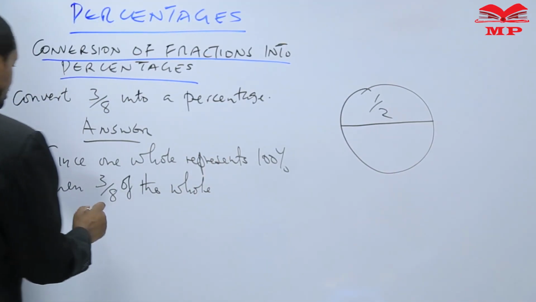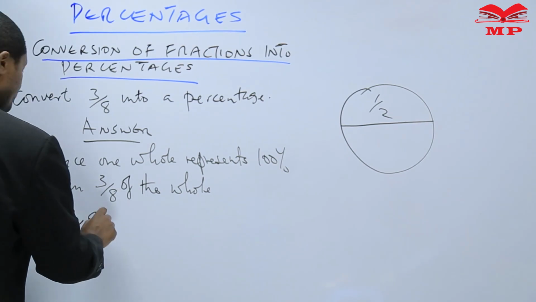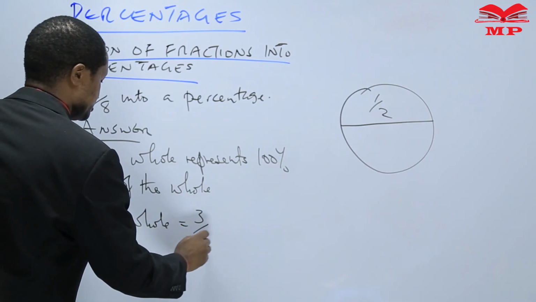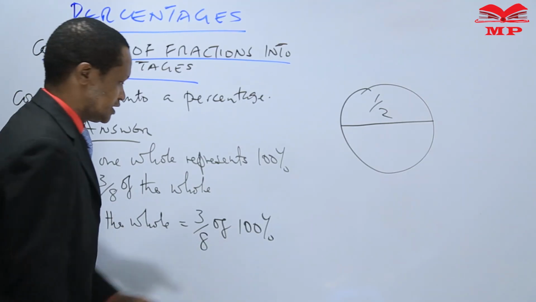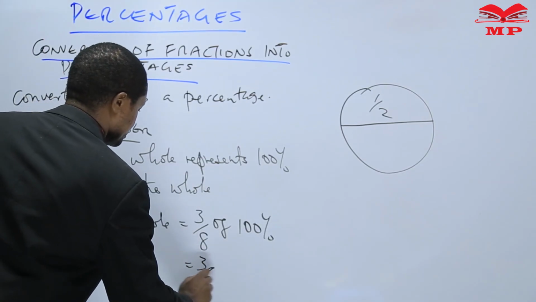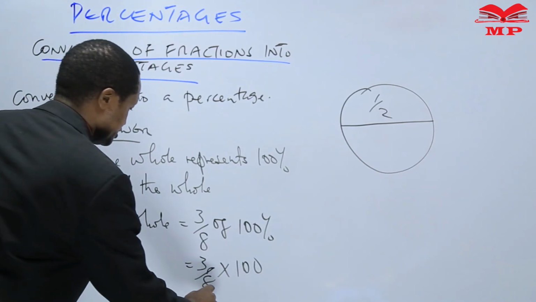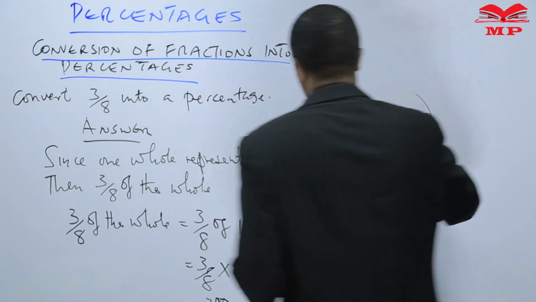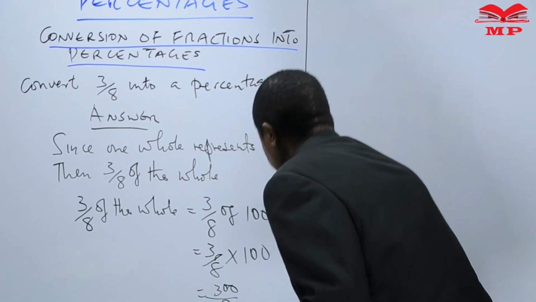So 3 over 8 of the whole is equal to 3 over 8 of 100%, and this means 3 over 8 times 100, which is equal to 300 over 8. Let me come this side. 300 over 8.